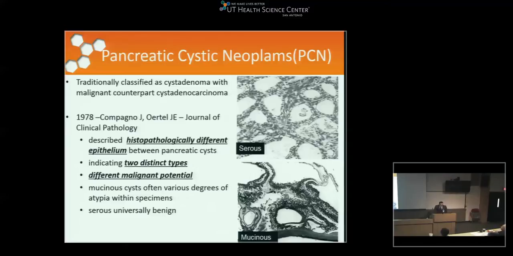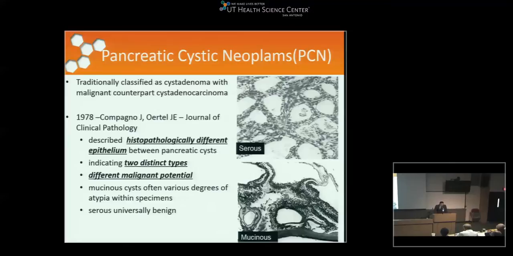PCNs were traditionally classified as cystadenomas with a malignant counterpart, cystadenocarcinoma, until the 1970s, when Compagno and Oertel published 2 landmark papers in the American Journal of Clinical Pathology, which described histopathologically different epithelium between pancreatic cysts. Over here in the right upper hand corner, this picture shows cuboidal glycogen-rich epithelium, which would later go on to describe serous cysts, and below we see a papillary epithelium with tall columnar cells which secrete mucin, which would aptly give the cysts their name.